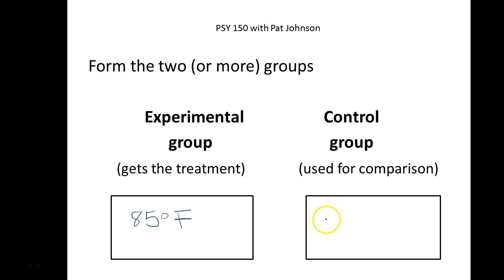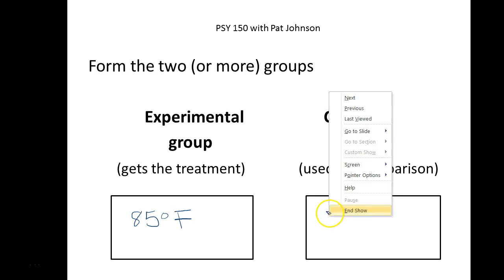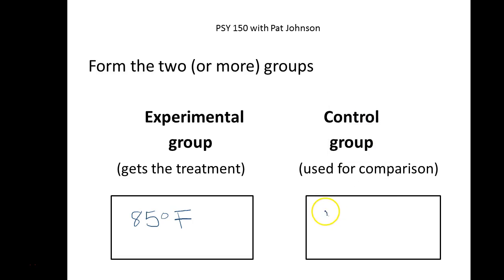And what would be an operational definition for our control group? This would be a group that would not be heated up. They would just be in a normal temperature classroom. And, let's say we'll go with 72 degrees. 72 would be a nice, comfortable classroom. So our experimental group's going to get 85 degrees, and our control group's going to get 72 degrees.